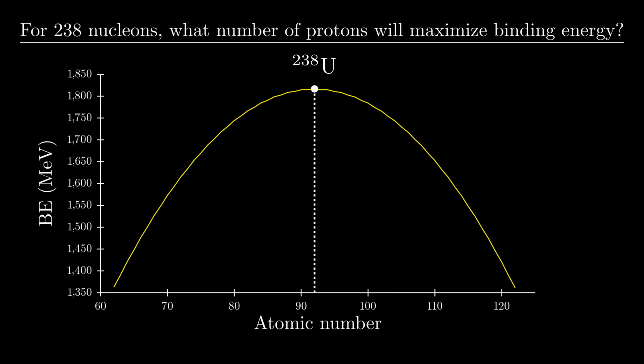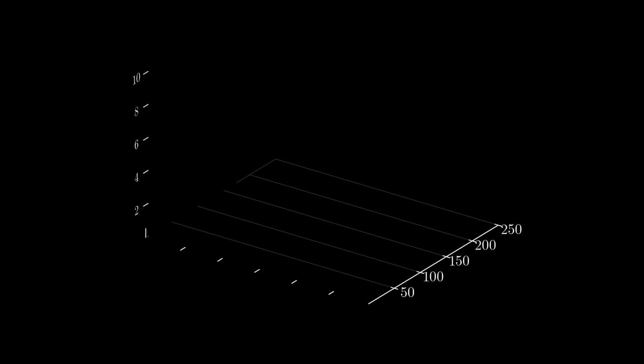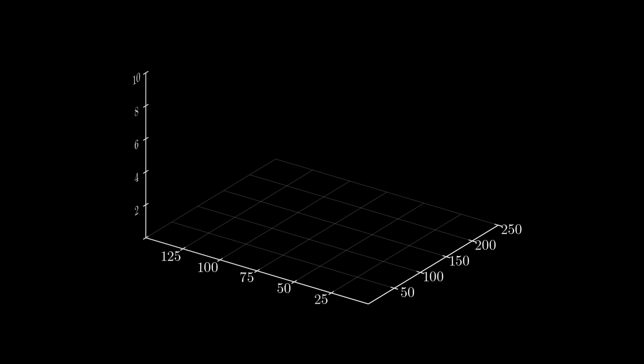One quick point of note here is that although the overall binding energy of uranium-238 is much higher than that of iron-56, the binding energy per nucleon is lower. I'm going to close this out with one last plot to show the results for every isotope out there. This is going to need 3 axes. On the x-axis, we'll have all mass numbers from 1 to 250. The y-axis will correspond to the atomic number.